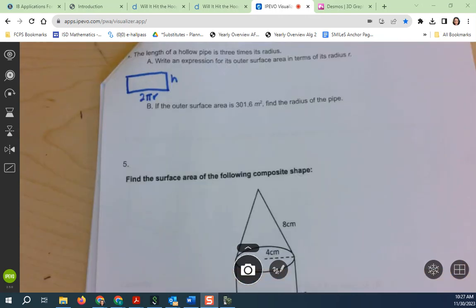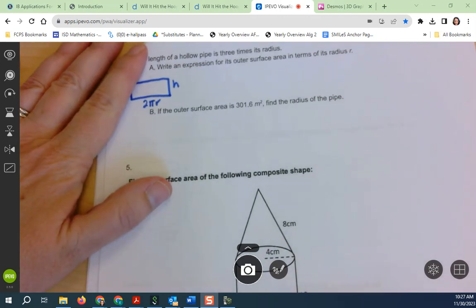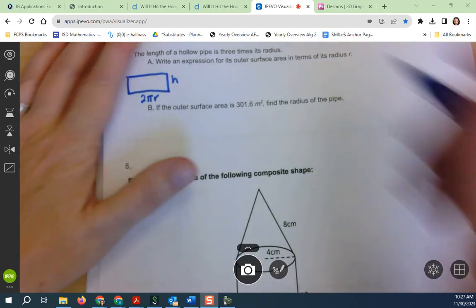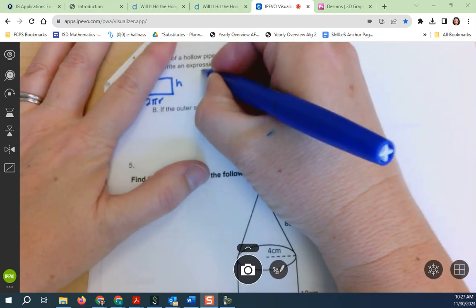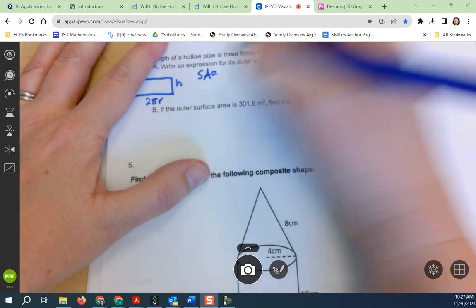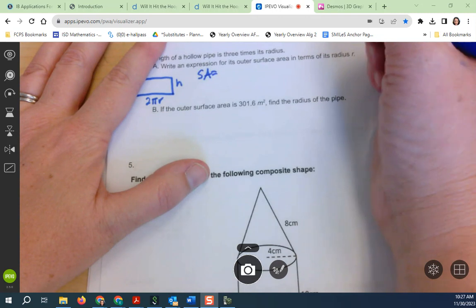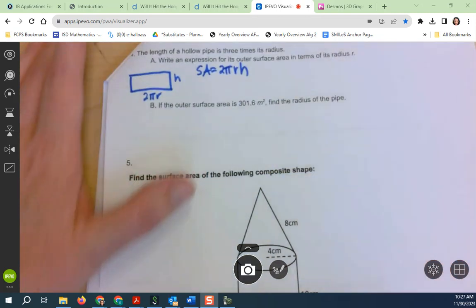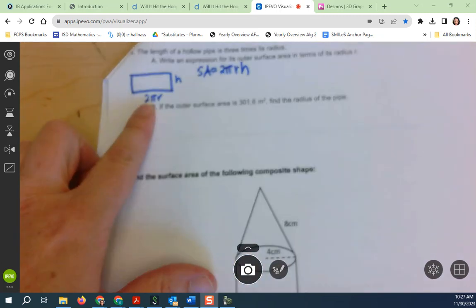Okay, so in 4, it says write an expression for its outer surface area in terms of r. Because it's a pipe, it still doesn't have any circles on the top or the bottom, so we don't have to worry about that, just about the sides. Some of you found the formula for the surface area of the curved surface, and it was 2 pi rh, right? Okay. So I drew a picture of that as well.